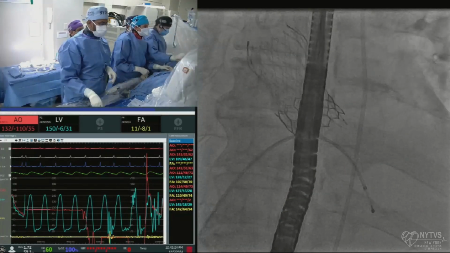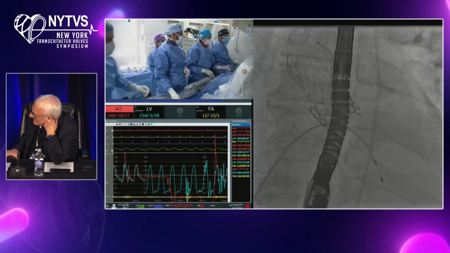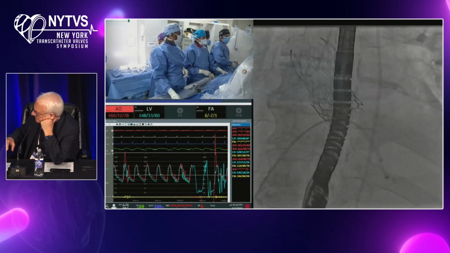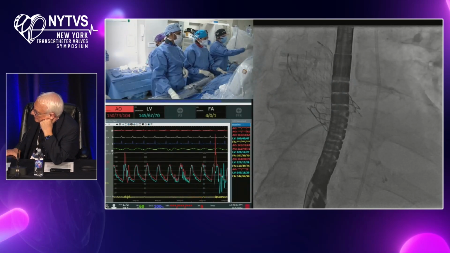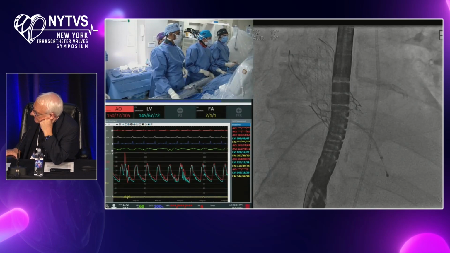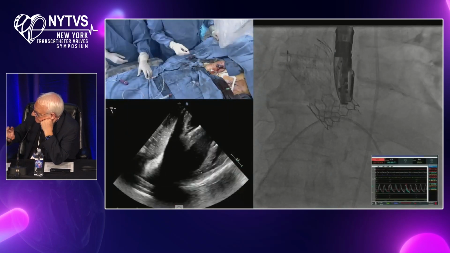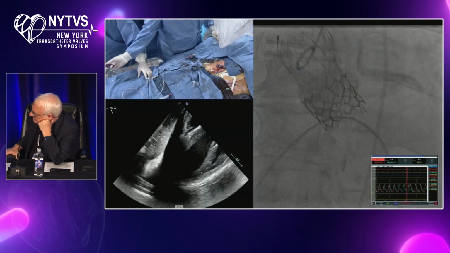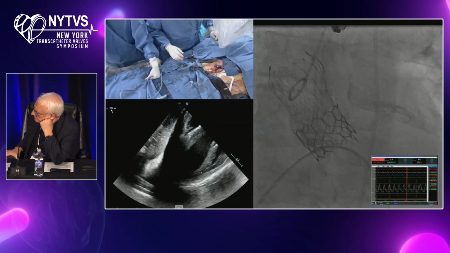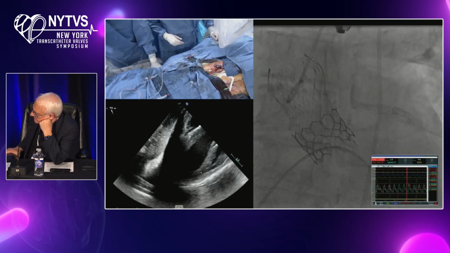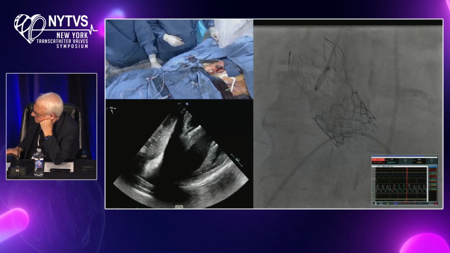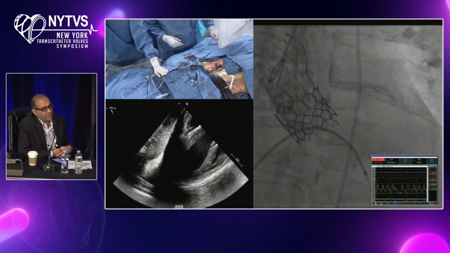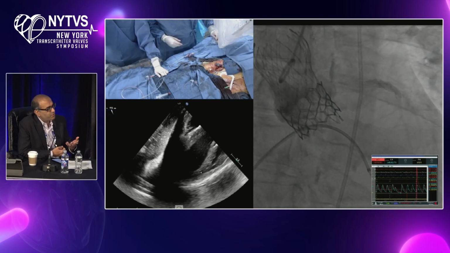Can I just ask a question, Stam, about the valve choice? Yes, of course, Eberhard. I'm just questioning a Sapien in Sapien. Would that be an alternative? I know that they took the Evolut because of supraannular, whatever that means, but would Sapien in Sapien be an option? In my opinion, it would be, but again, I think you can't argue with success, and they have a beautiful result.